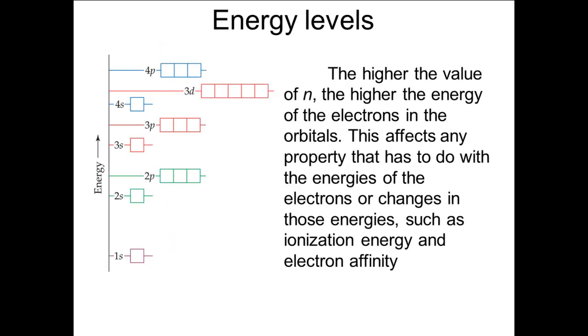The higher the value of n, the higher the energy of the electrons in the orbitals. This affects any property that has to do with the energies of the electrons or changes in those energies, such as ionization energy and electron affinity. The energy of the orbitals increases as we go down a group.